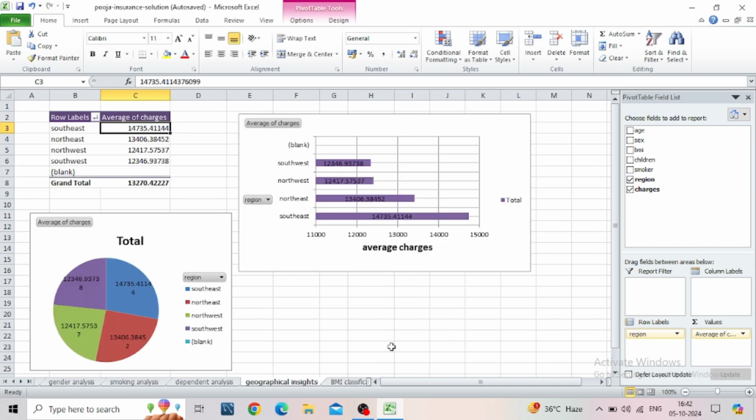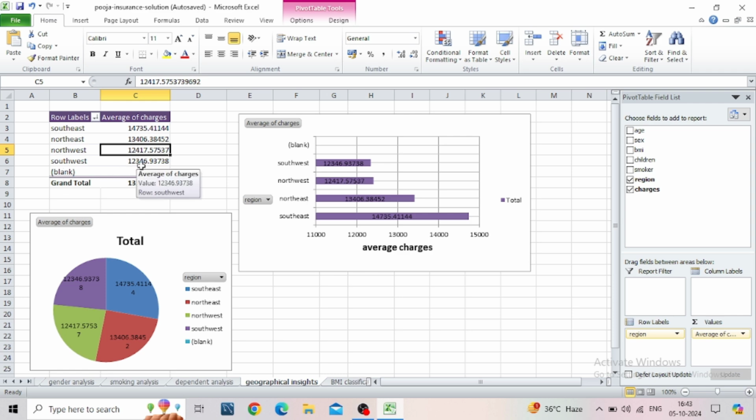Task 5 is geographical insights. For this task, I focused on regional differences. I used a pivot table here to group the data by region and calculate the average medical charges for each region. You can see.